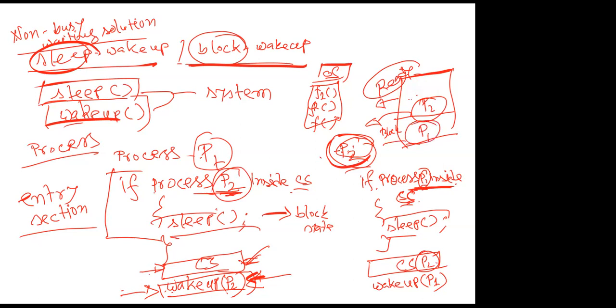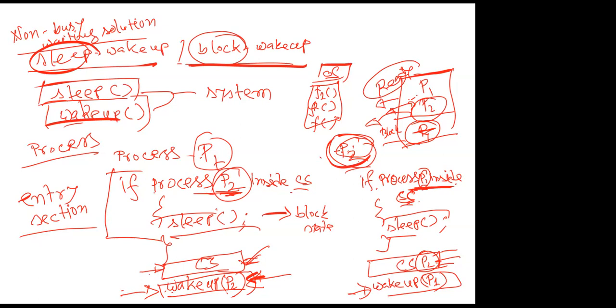So here there is only one process that the operating system can schedule. Once P2 completes its execution, it will wake up process P1. P1 will go from block state back to ready state after calling the wake up function. So this is how a non-busy waiting mechanism works.